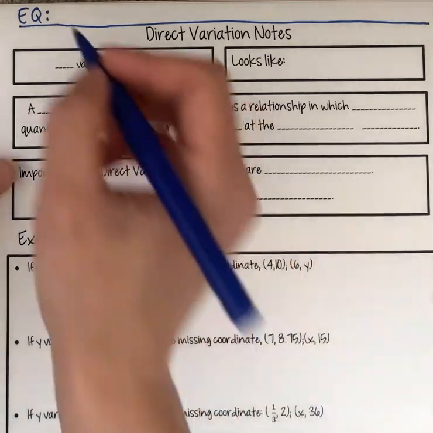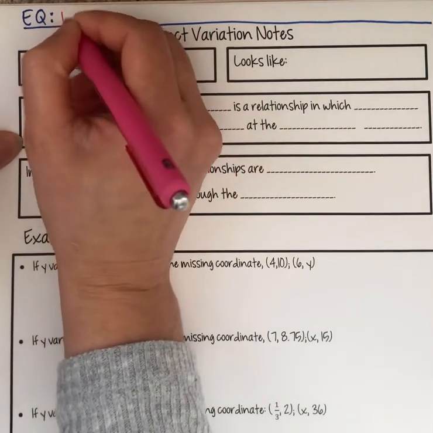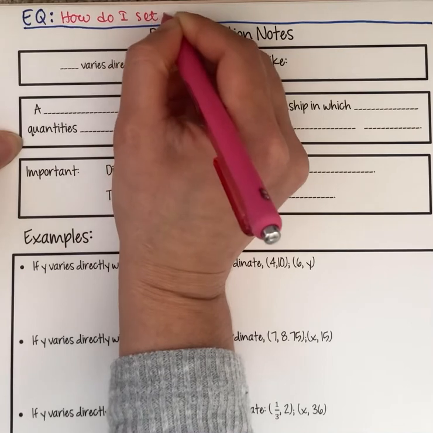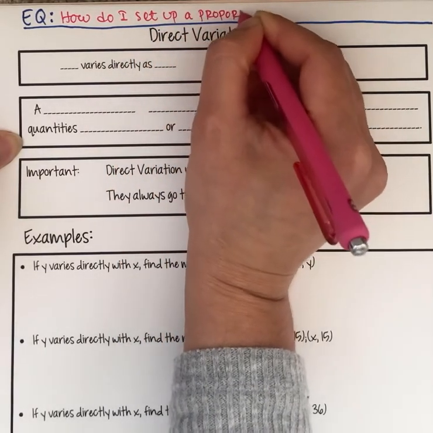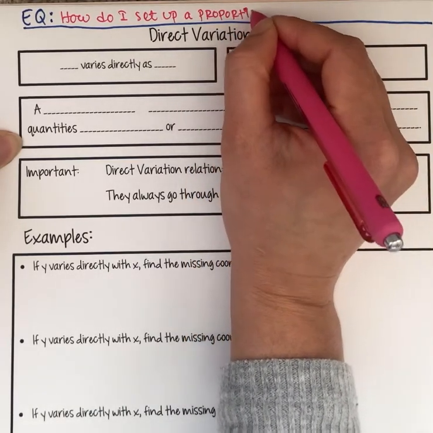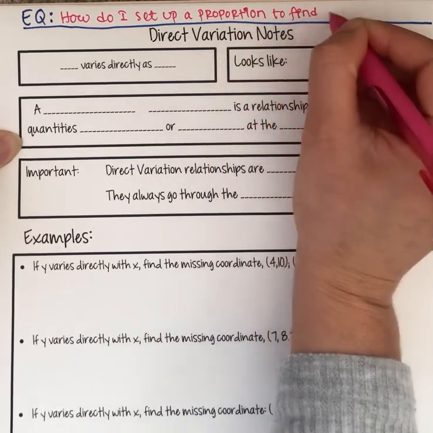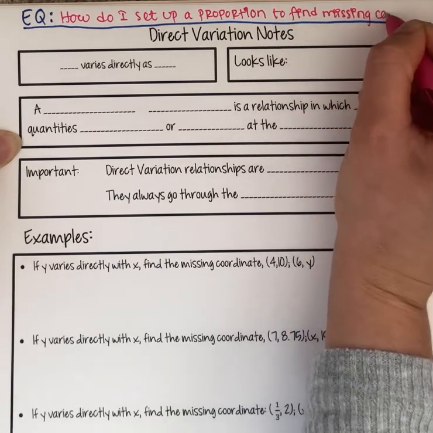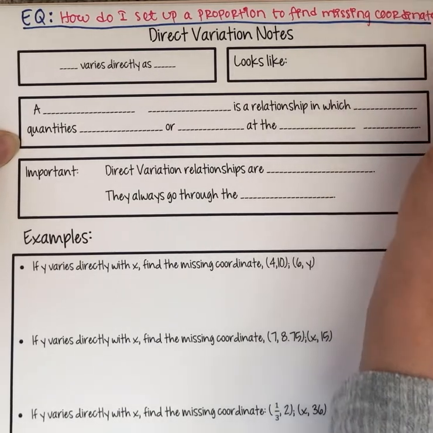All right, so our EQ for today, I'm going to write at the top, is going to be, how do I set up a proportion to find missing coordinate? I think I spelled it correctly. Missing coordinate. Okay.